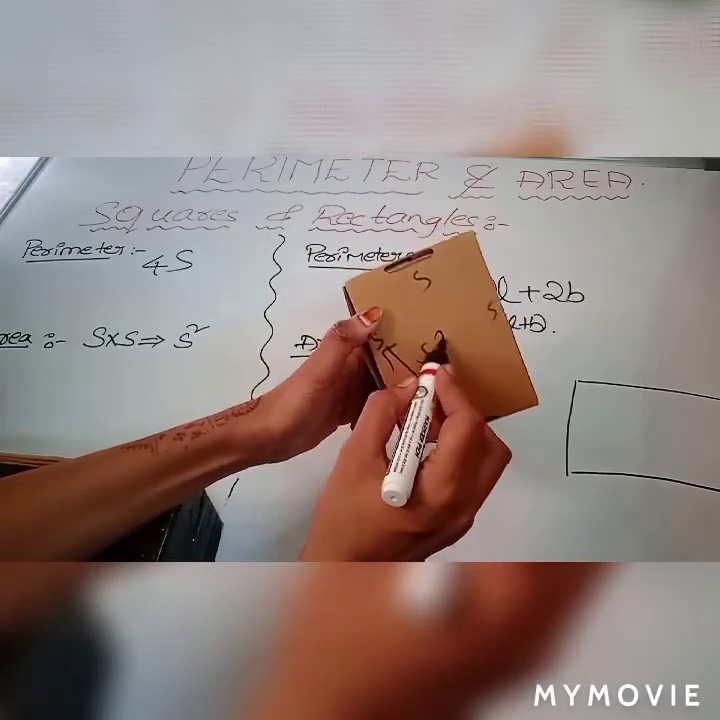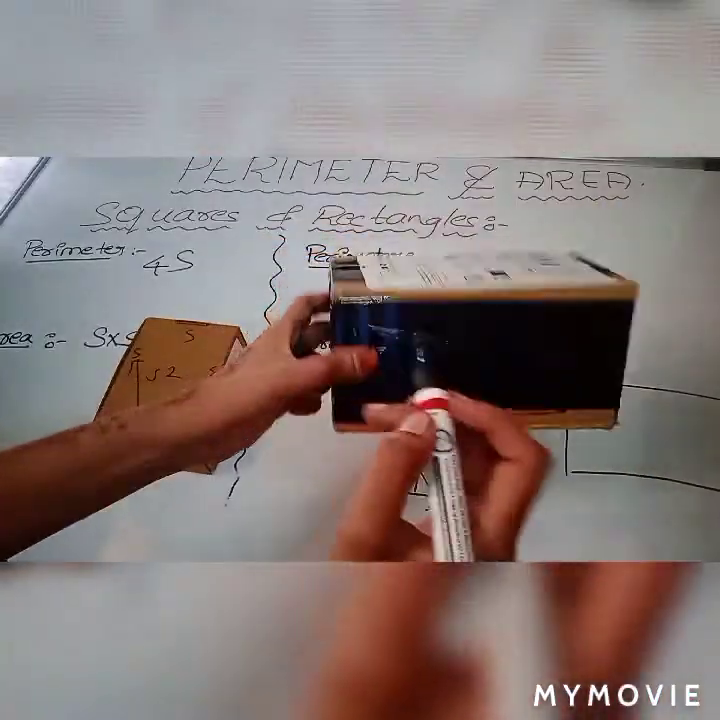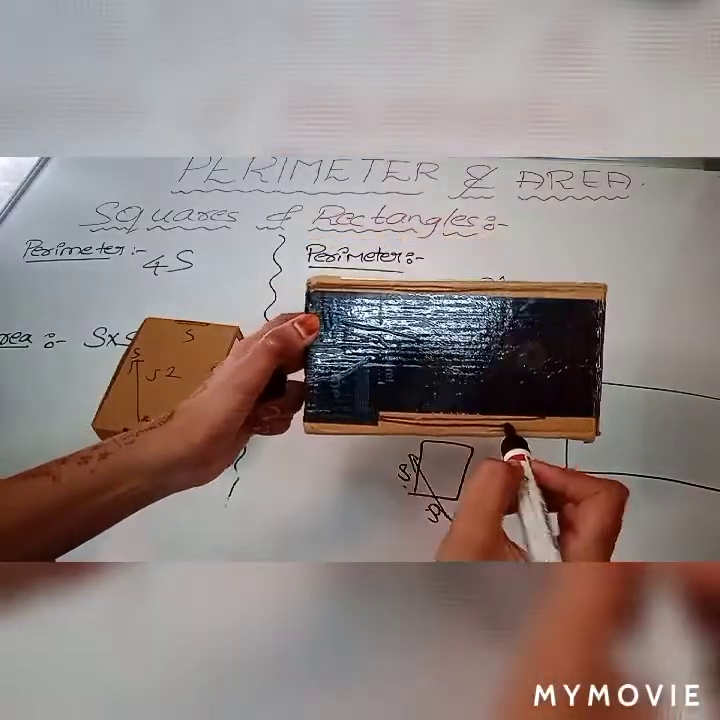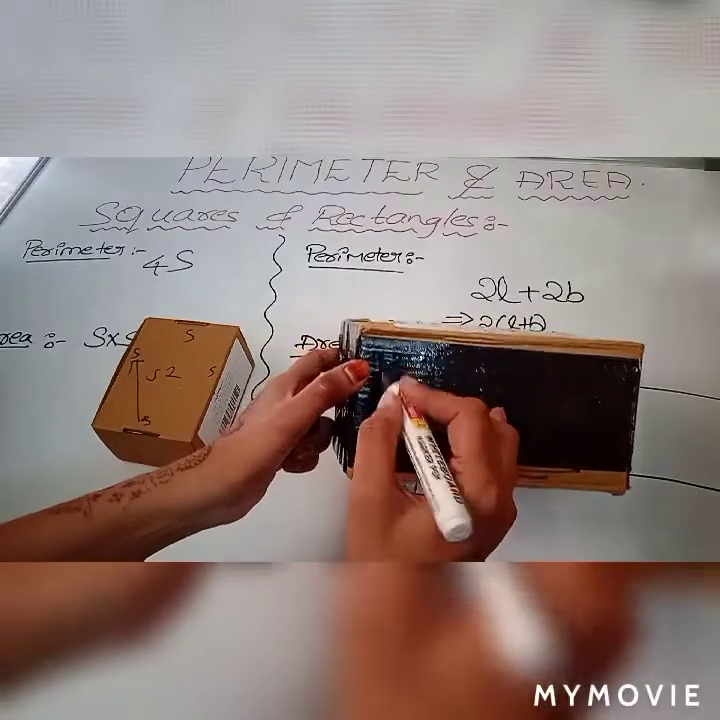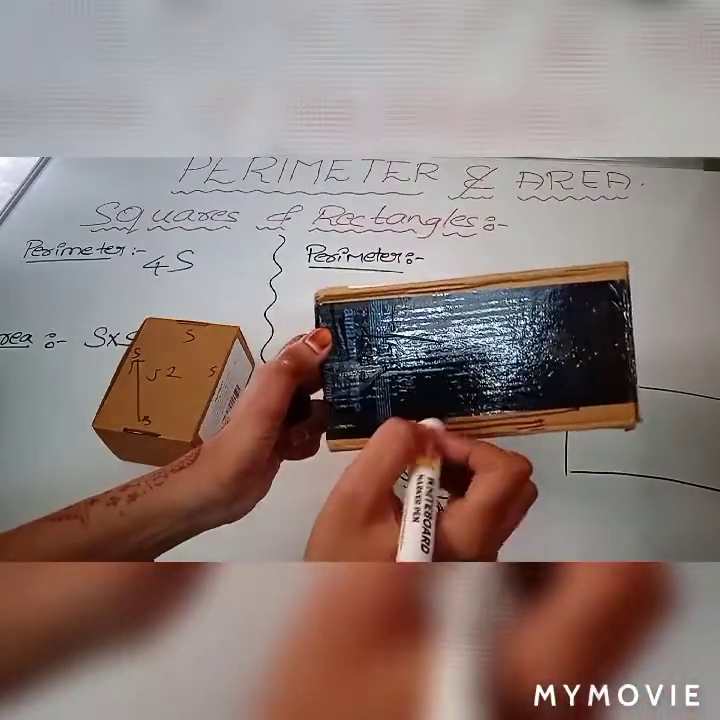That is side into side, side square. Okay, simply we multiplied. For rectangle also we multiplied two sides, this side and this side. For rectangle we will say this side as length and this one as breadth. So we multiplied these two sides.